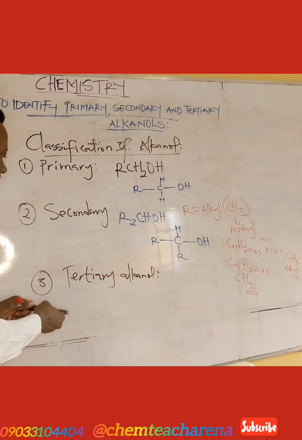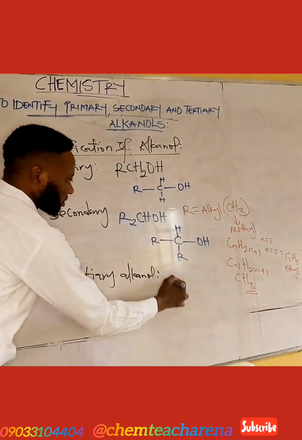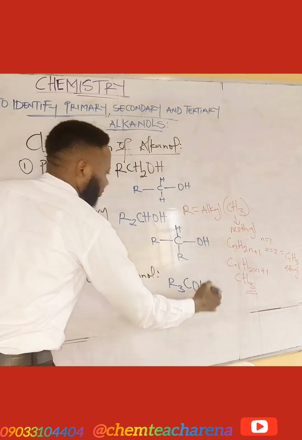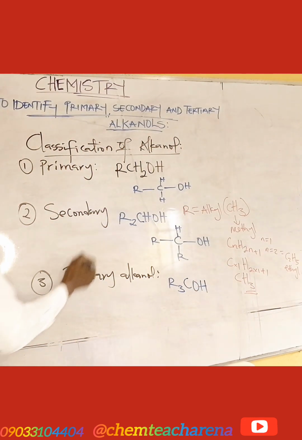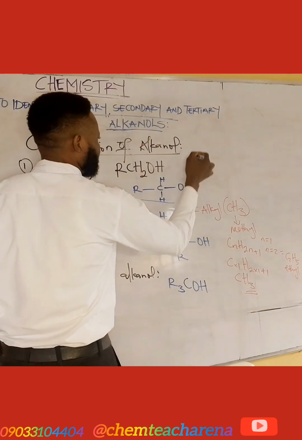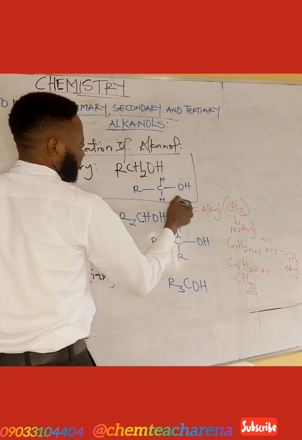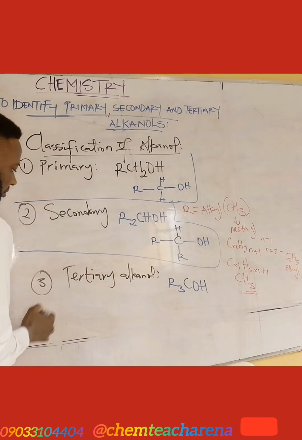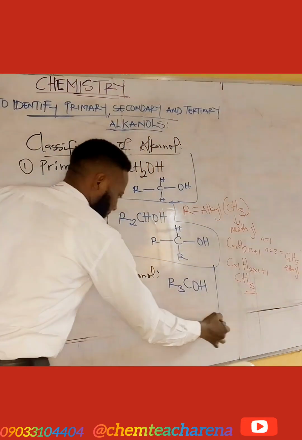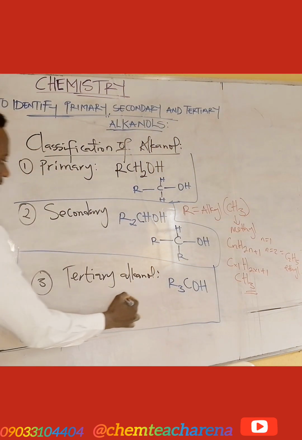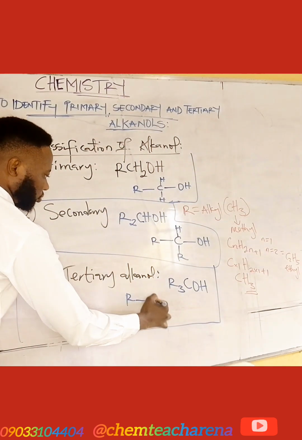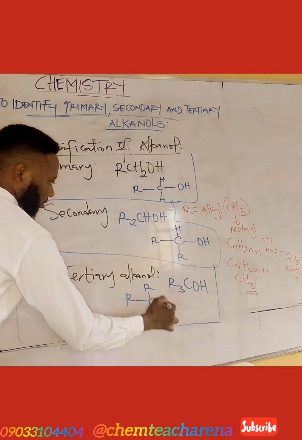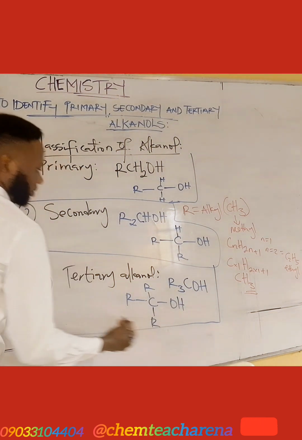Then for the last one, for tertiary, it is R3COH. This is for tertiary. So let me write it so that you don't miss it. Then for this, we still draw our diagram. R goes to C, then the C still carries this R, the C still carries this R, then OH.